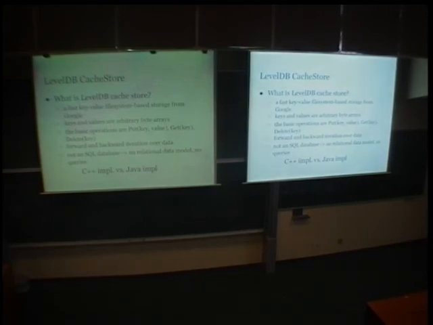Another new feature is the LevelDB cache store. What is it actually? It's a fast key-value file system based storage from Google. There are some properties like keys and values are arbitrary byte arrays. There are some operations like put, get, delete. You see it's similar to standard Infinispan operations, so it fits well into the design. However, it is not an SQL database. There is no relational data model, and you cannot perform any queries. In Infinispan, you can use two implementations. You can use the C++ implementation and Java.